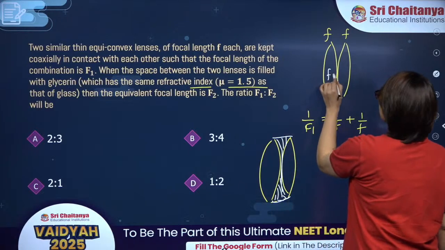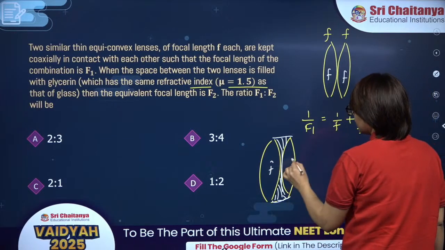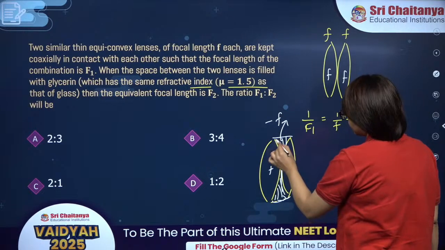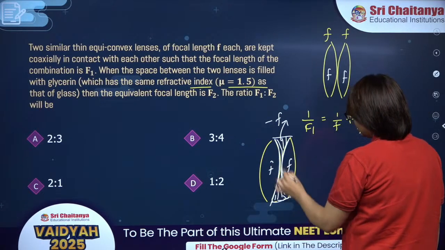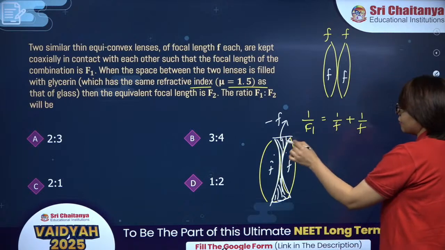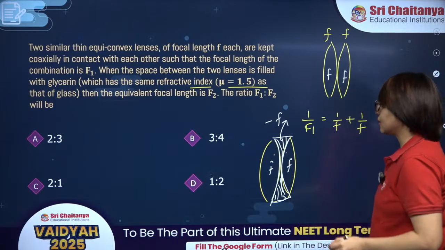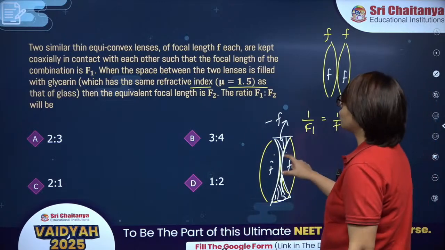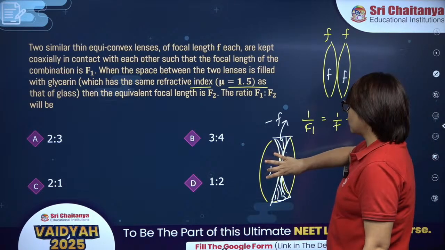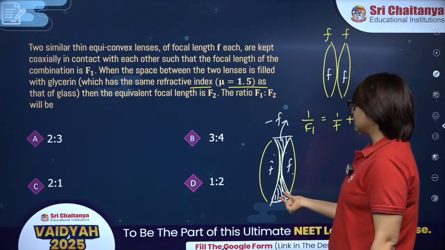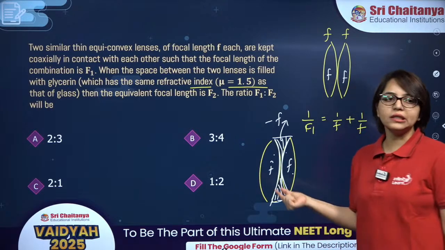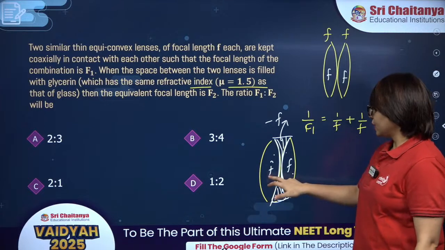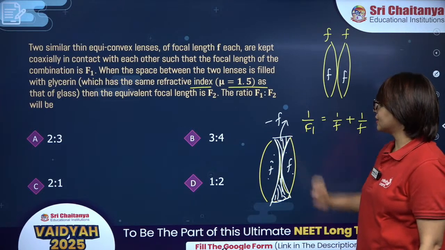Focal length of this one is F, and focal length of this one will be minus F. Why? Because radius of curvature R1 and R2 is same, but the middle portion where we are putting glycerin is behaving like a concave lens over here. These two are convex. This is a concave lens of same radius of curvature and same refractive index over here, right? So if focal length of this is F, then it will be minus F over here.